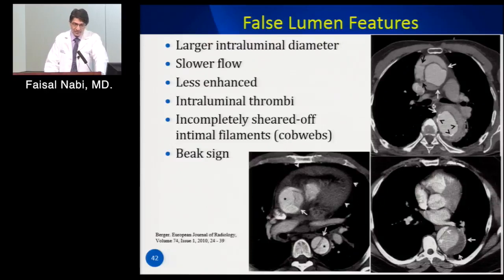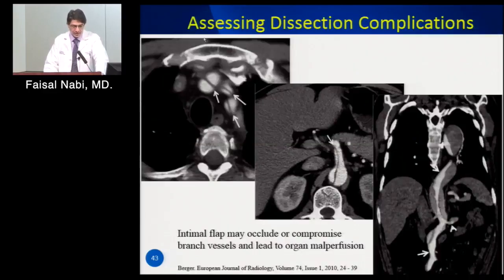So there are other signs that we can use to help us determine true lumen from false lumen. But this is just an example of where else we look once you've identified dissection. We have to look at the head and neck vessels. We have to look at the mesenteric vessels. These are all important because these flaps can occlude these vessels and you can have compromise of perfusion.